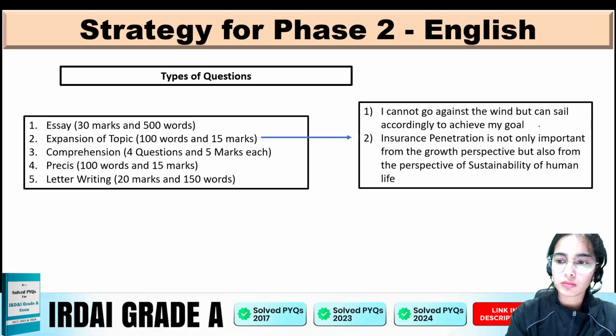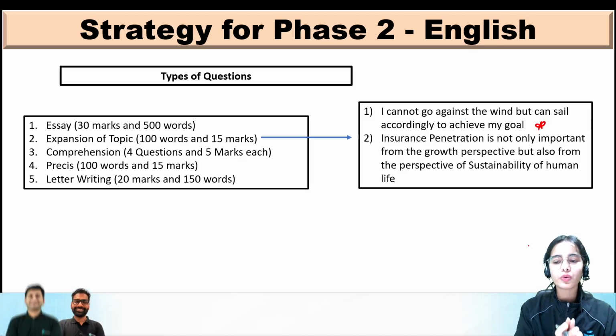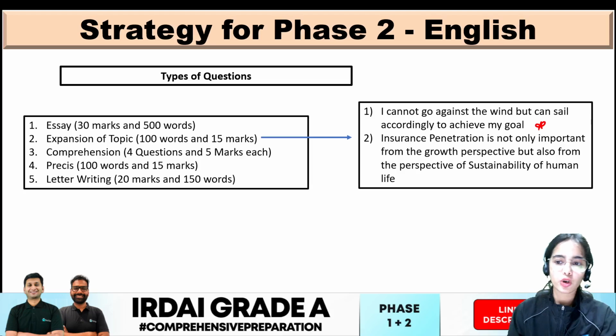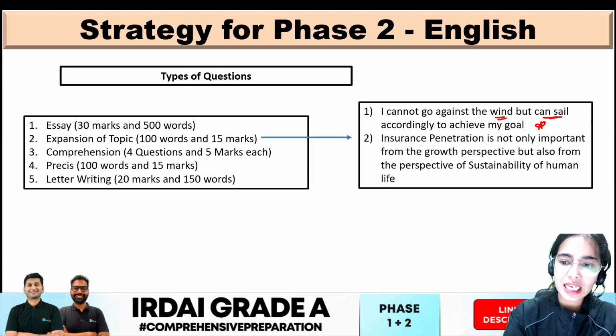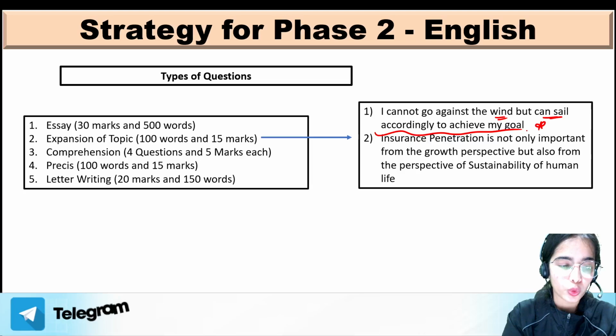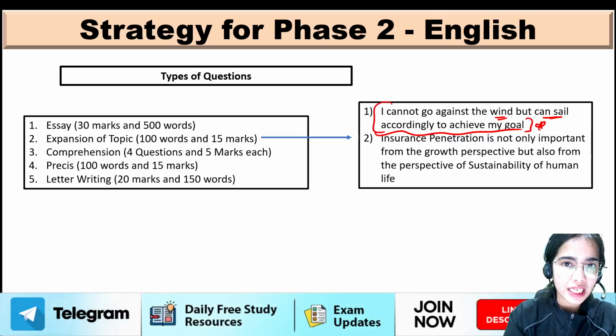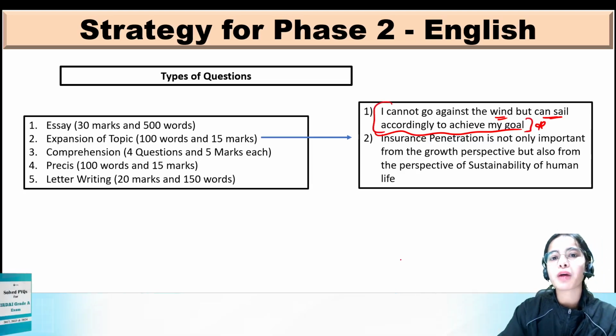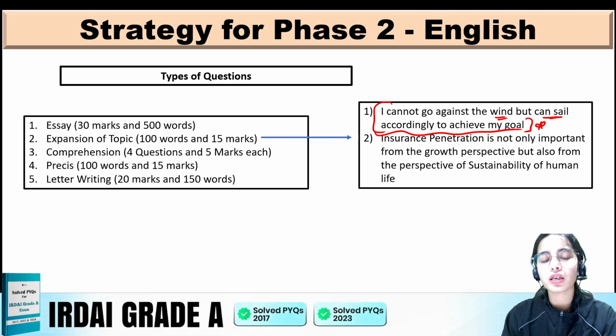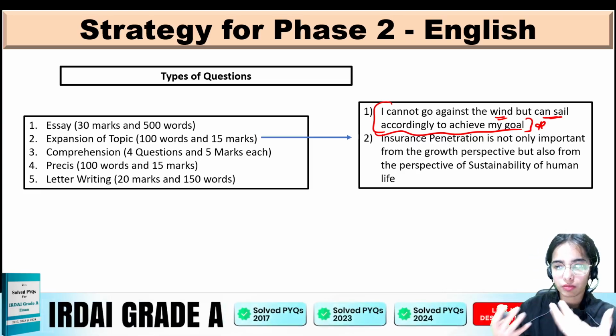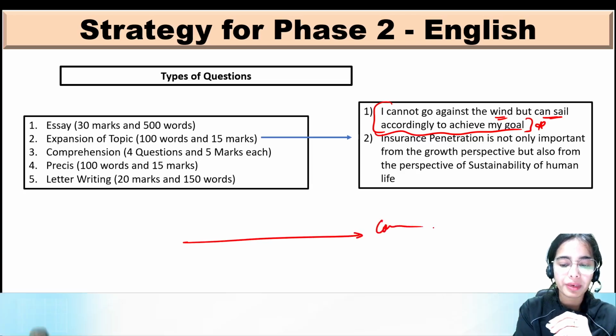Now coming to expansion of topic. You have to expand a particular topic. For example, "I cannot go against the wind, but can sail accordingly to achieve my goal." Let's say this is a line that has been given to you, and you have to expand on it. So a statement is given and you have to comment on that.